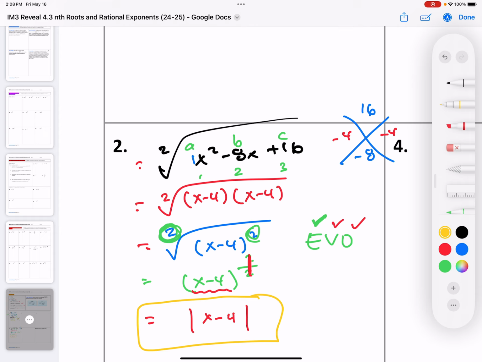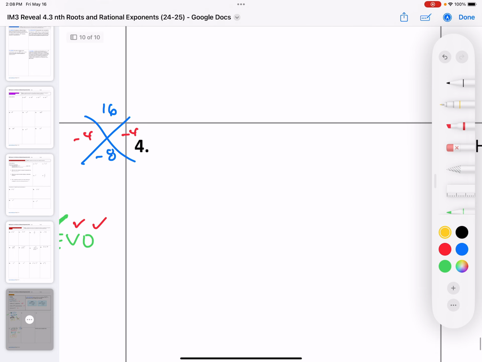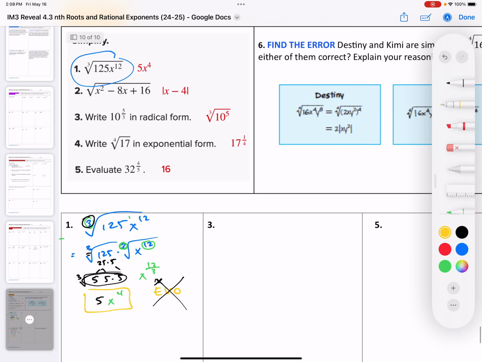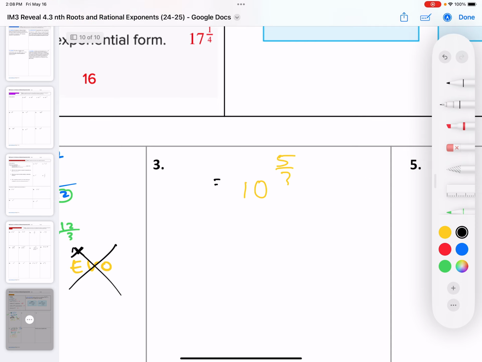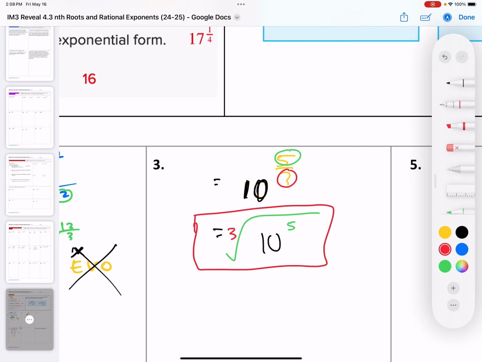Okay, question number 3. Let's see, 10 to the 5/3. Put it in radical form. So it doesn't even need to be evaluated. Okay, the base becomes the radicand. Top goes where? Top, in, bottom, out. Okay, there's our answer.